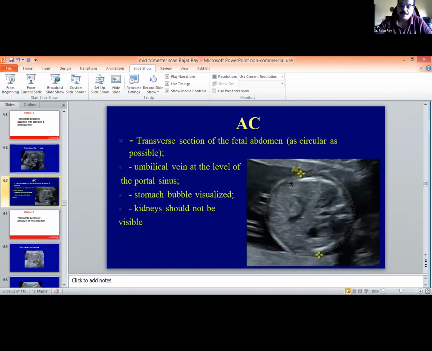This section is the section for measuring the abdominal circumference. You take a transverse section of the fetal abdomen as circular as possible. The umbilical vein is at the level of the portal sinus, making a hockey stick appearance. The stomach bubble is visualized towards the left. Behind, you should not see the kidneys, rather you will see the adrenals. And you always measure including the skin, outside of the skin.